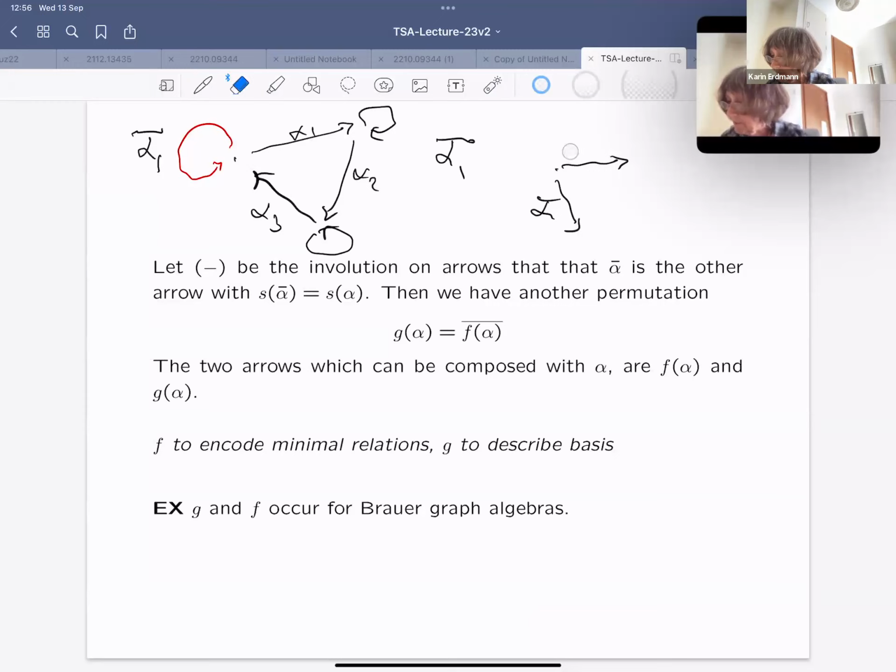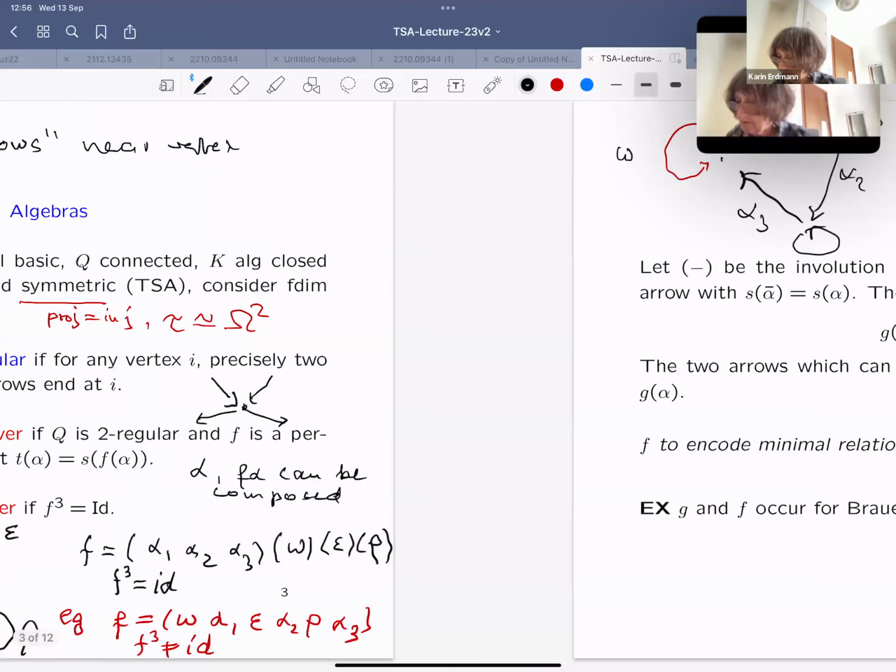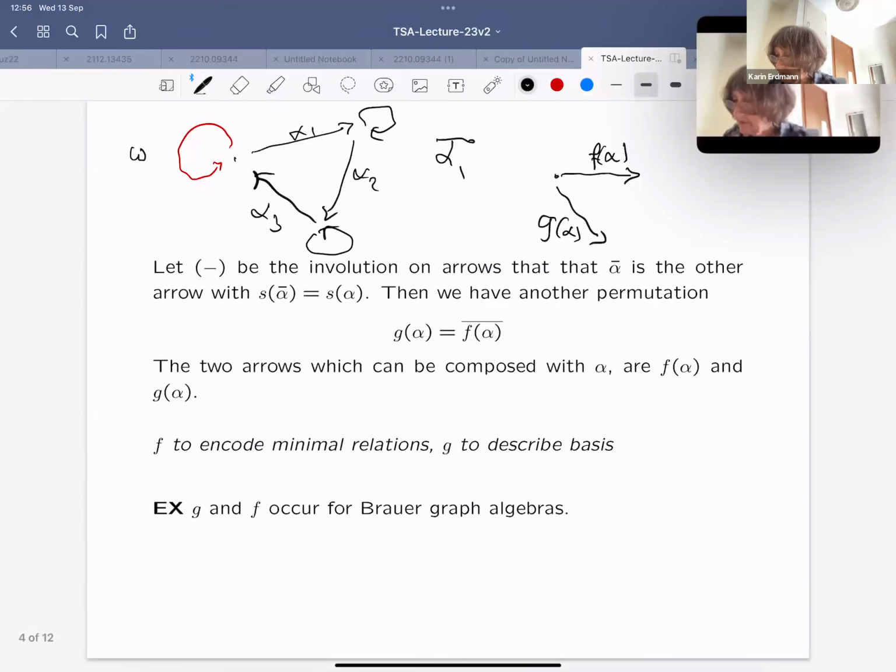So if you have F alpha as one arrow, then G alpha is always the other one, right? And so, yes, this was omega before, I think. And this was, epsilon and rho, epsilon and rho. So in this example here, I do this differently.